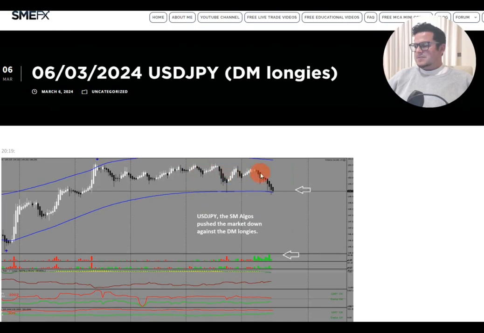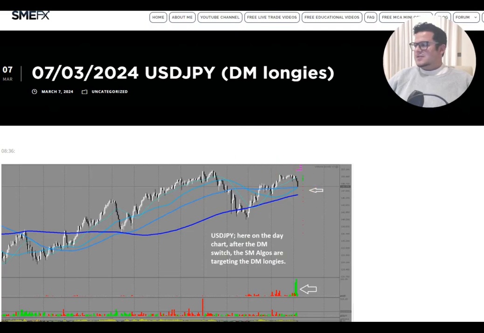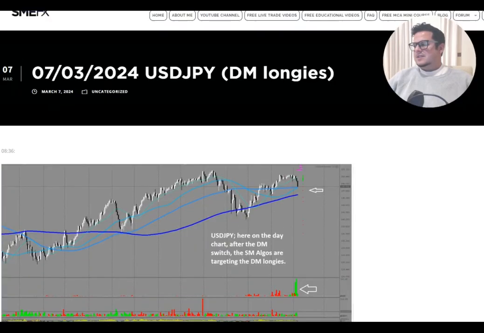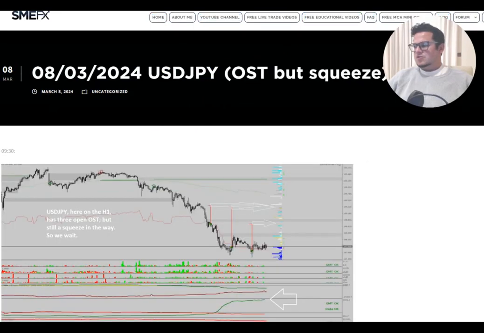So what happened is, as predicted, a down money switch took place, longies came in, therefore the algos allowed the market to fall. And here you see nicely on the 7th of March on the day chart, longies coming in, down money switch, so they're going down, clearing those moving averages on the day chart. So it was not difficult to catch a few pips on the short trade there.